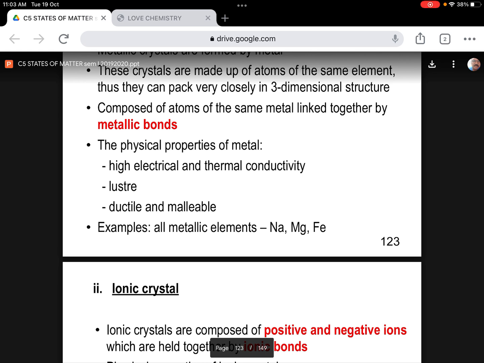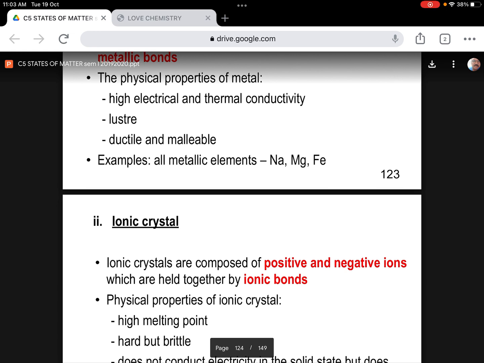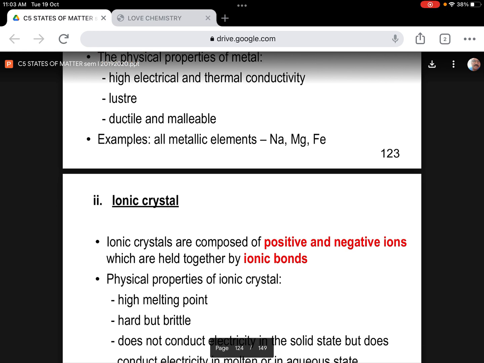Go and find the definitions of ductile and malleable. They are in the notes, or you can Google and find out the meaning. I can give you an idea. Ductile means the metal can be turned into wires. Malleable means you can reshape the metals, remold or reshape. Examples of metals are sodium, magnesium, iron, and so on and so forth.